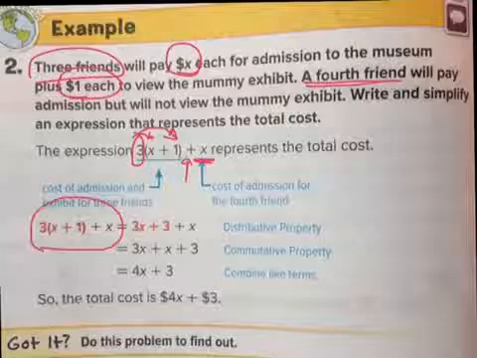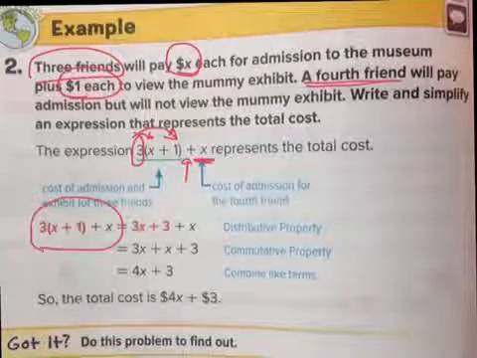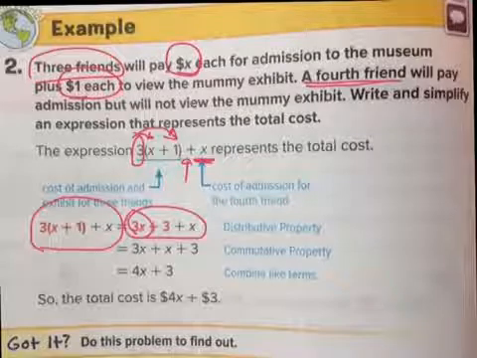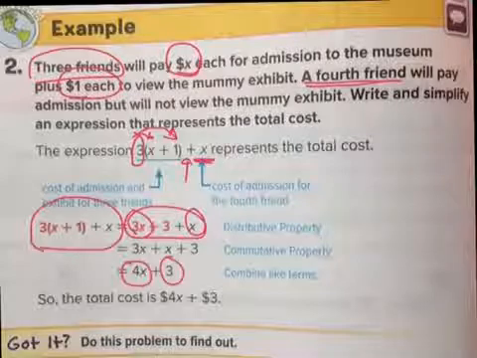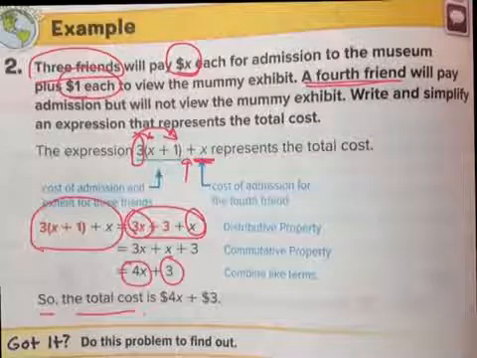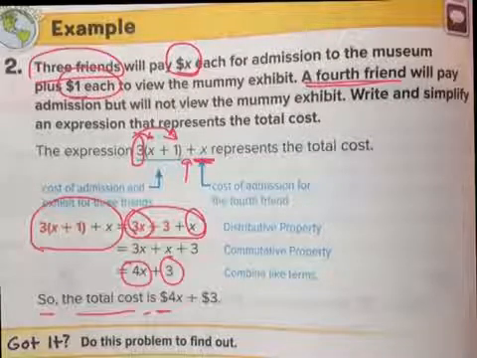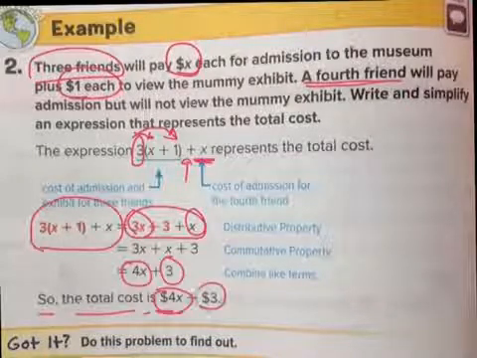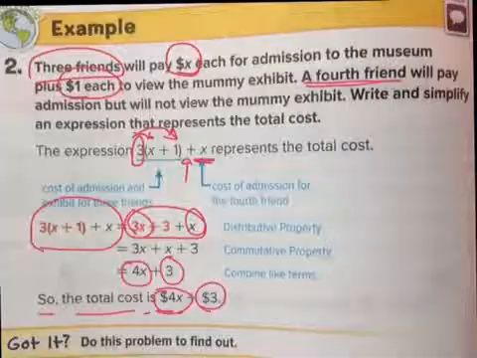But then we're being asked to simplify it. So how do we simplify this expression? Well, we look for like terms. 3x plus x in total is going to be 4x plus the 3. There we go. So the total cost is 4 people times x will give me the amount of dollars for admissions plus $3 to see the mummy exhibit.